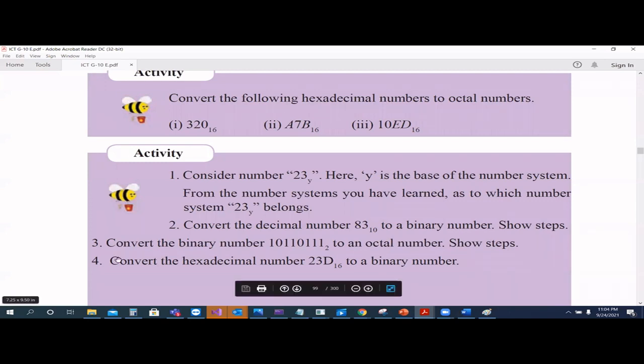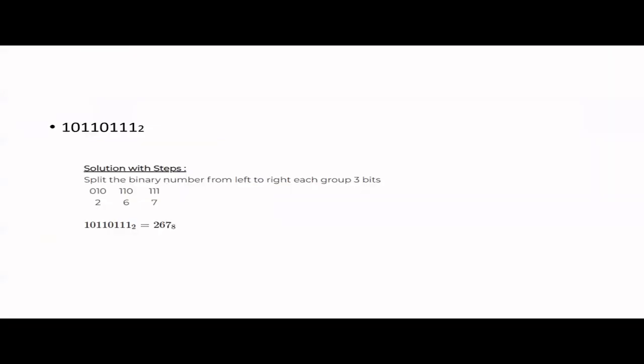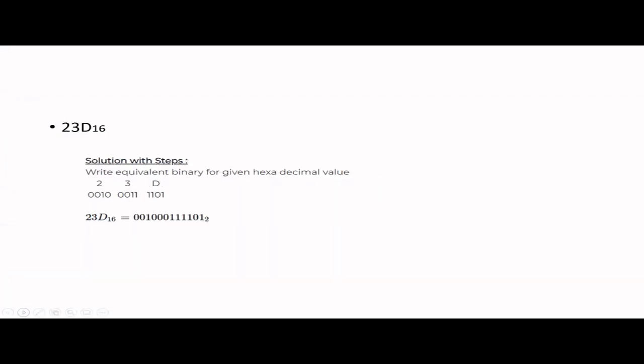And the last one they are telling, convert the hexadecimal number 2, 3D to a binary number. So write this down. This is hexadecimal. You have to go with the clusters of 4 digits. So D is 1101, 3 is 11, you put additional 2 zeros. 2 is actually 10, you put additional 2 zeros, and even these 2 zeros you can ignore. So this is the binary number.